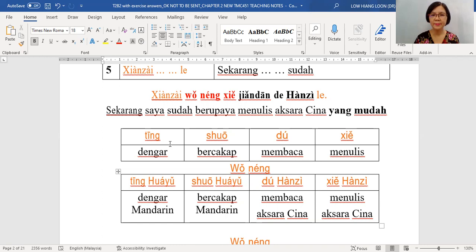CS 22. 我能听, I can hear. Okay. 我能说, I can speak. 说, make it lighter. 我能说. Yes. 我能读, I can read. Okay. 我能写, I can write. Yes, quite good. Quite good pronunciation, especially the first one. 我能听 is very perfect. Okay, 好的. It's not at the end yet.